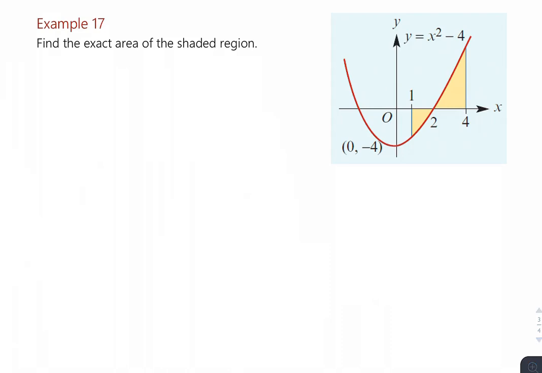And example 17 is looking at finding the exact area of the shaded region. So the region that's shaded is the orange region, and one of the keywords we've got here is exact. So the exact just means we want a fraction or a third. We just don't want a rounded decimal, pretty much.